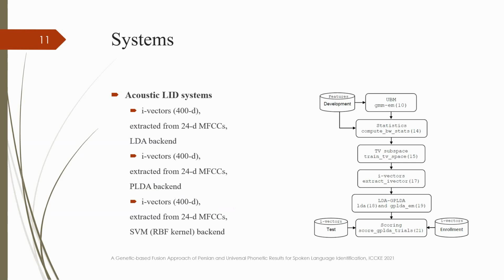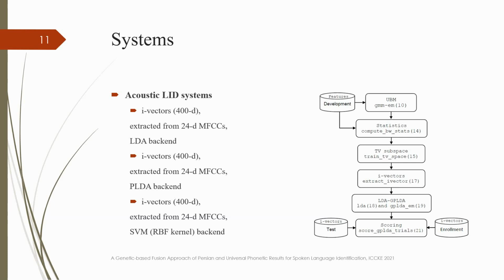We construct some acoustic-based LID systems to compare the results of our phonetic-based system fusion with the acoustic systems. For the acoustic-based approach, we use the I-vector paradigm, and we calculate 400-dimensional I-vectors for each sample in the dataset. To extract our I-vectors, first we constructed a UBM with 2048 components, using the 24-dimensional MFCC features, which were extracted from the raw audio files.